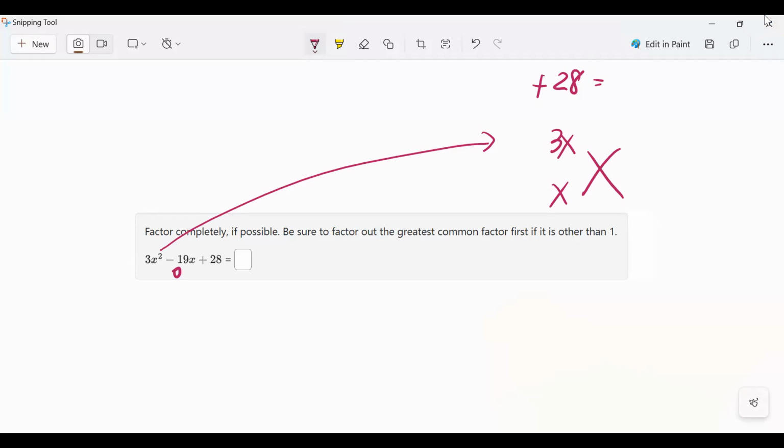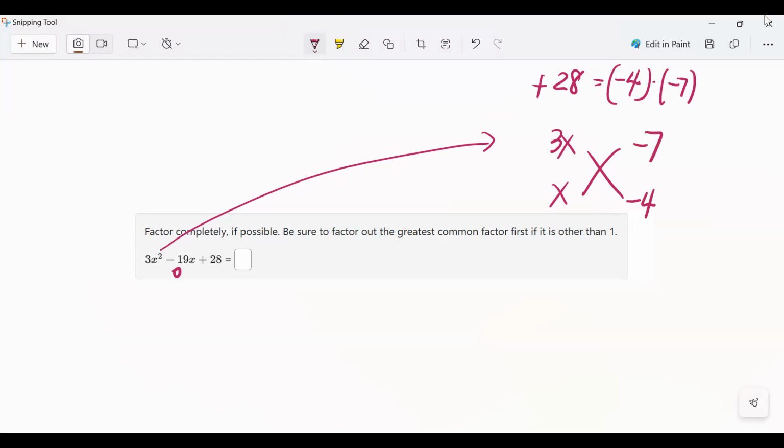Otherwise, we won't be able to get negative 19x here. So let me see, 2 and 14. No, that doesn't work. 4 and 7, yes, 4 and 7 works. Positive 28, so minus 4 times minus 7, right? Okay, now we're going to put negative 4 here, negative 7 here.